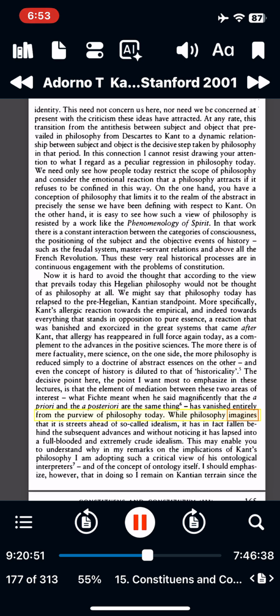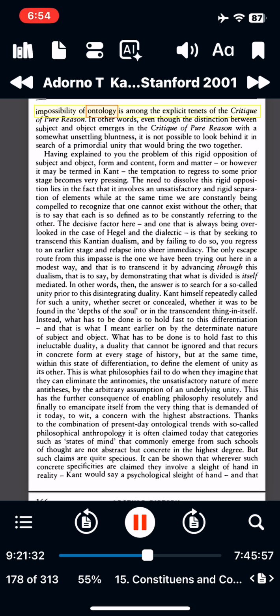While philosophy imagines that it is streets ahead of so-called idealism, it has in fact fallen behind the subsequent advances, and without noticing it has lapsed into a full-blooded and extremely crude idealism. This may enable you to understand why in my remarks on the implications of Kant's philosophy I am adopting such a critical view of his ontological interpreters, and of the concept of ontology itself. I should emphasize, however, that in doing so I remain on Kantian terrain, since the impossibility of ontology is among the explicit tenets of the Critique of Pure Reason.